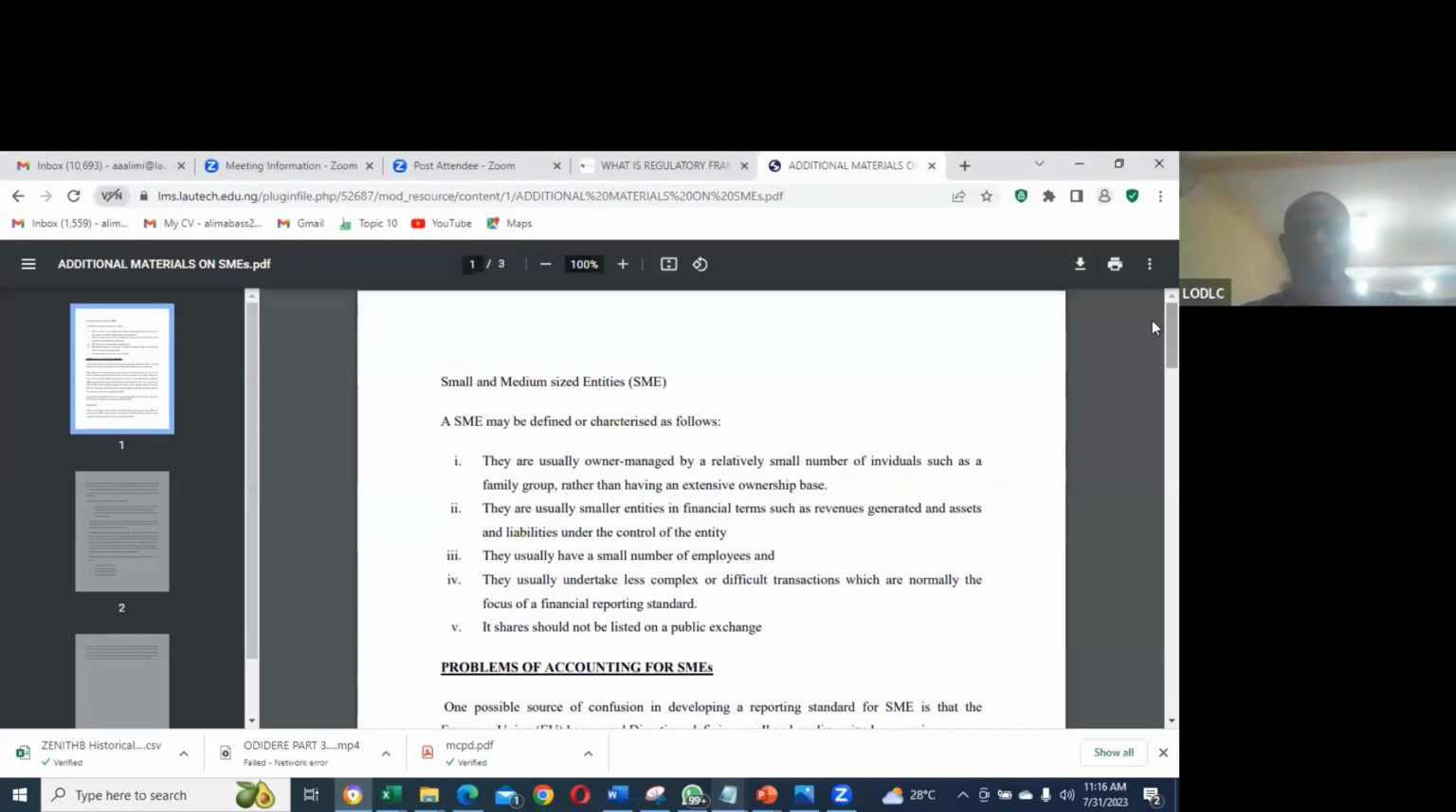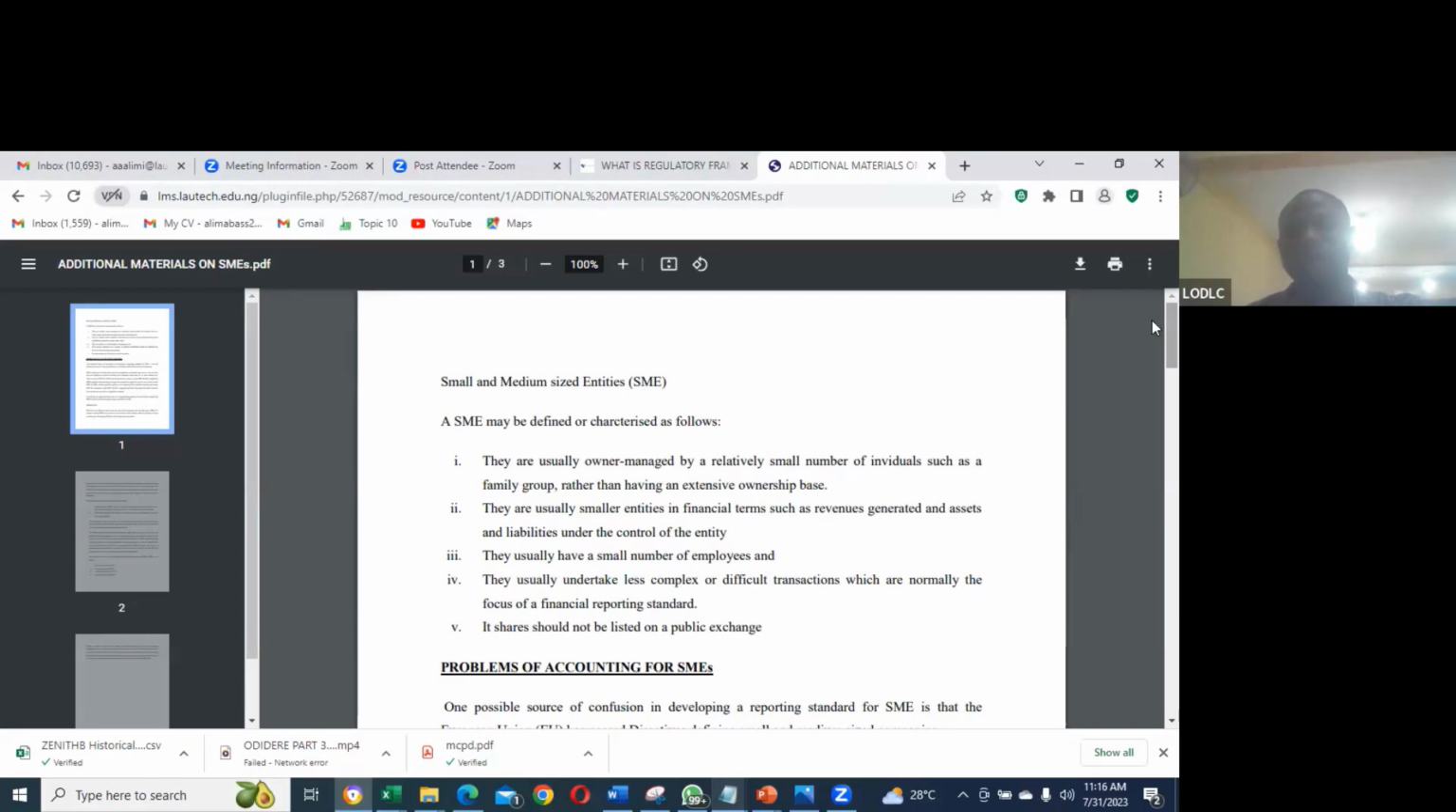So SME is defined by IFRS as follows. They are usually owned and managed by a relatively small number of individuals, such as a family group, rather than having an extensive ownership base. You can see, usually owned and managed by a relatively small number of individuals. Do you understand? So that is SME.